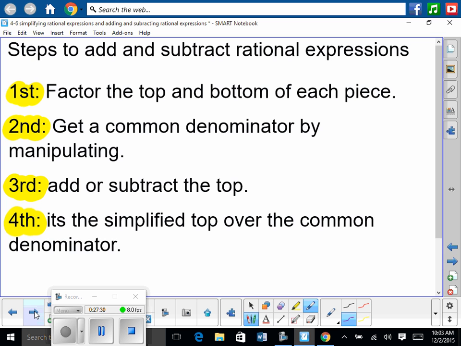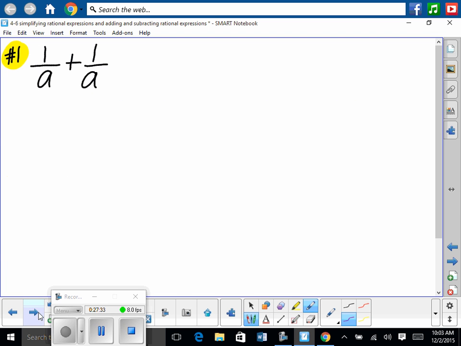Here we go. All my examples are coming from your worksheet. Let's get this done. 1 over a plus 1 over a. First step is to factor everything. Isn't this one factored? Okay, second step is get a common denominator. Isn't it already common? Yes. So now you simply combine the top all over the bottom. What's 1 plus 1? So we have 2 over a, and we're done. That one was starting out really easy. Are we all okay with that?